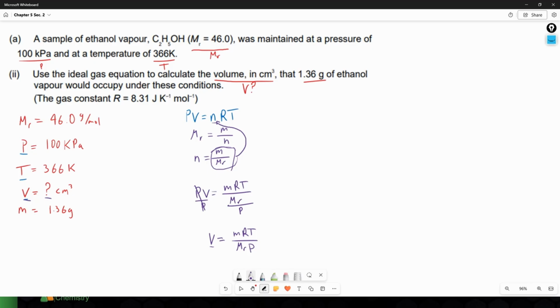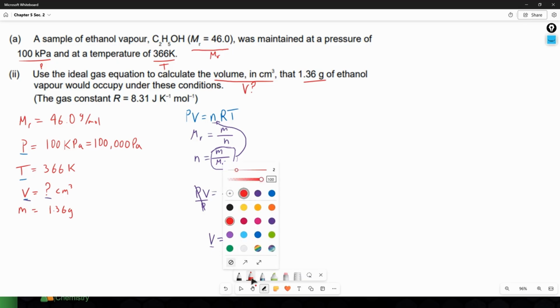Now that we have the equation and we have all the data, we can plug it in. Obviously, we still need to make sure that all our data has the proper units, which it doesn't because our pressure is in kilopascals. So 100 kilopascals is the same as saying 100,000 pascals, because 1 kilopascal is 1,000 pascals. Our temperature is in Kelvin, so that's good. Grams for mass, that's fine. Molar mass is grams per mole.